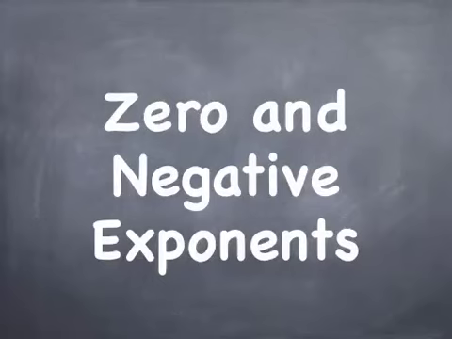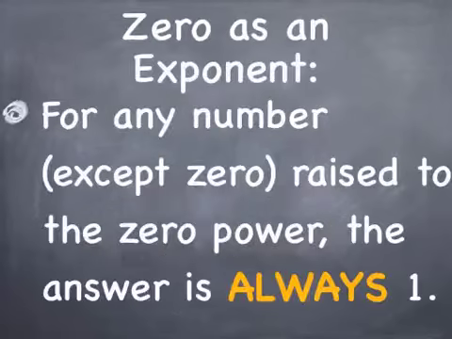Zero and negative exponents. Zero as an exponent. For any number except for 0 raised to the 0 power, the answer is always going to be 1. If 0 is raised to the 0 power, the answer would be 0, because 0 raised to any power will always be 0. But when you have any number other than 0, and it's raised to the 0 power, the answer will be 1.